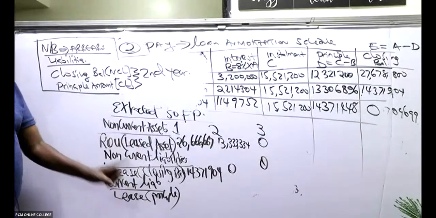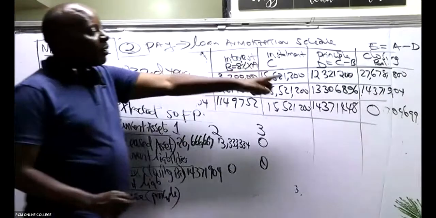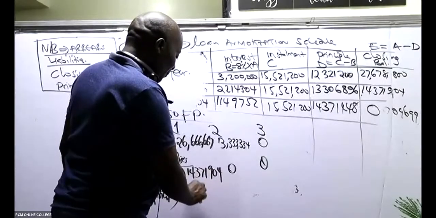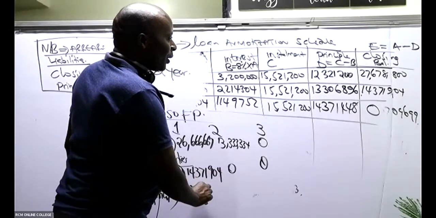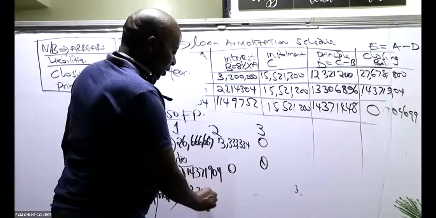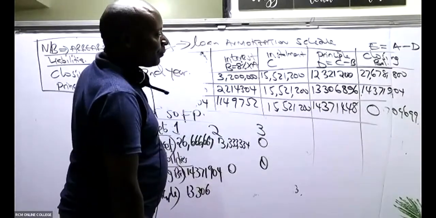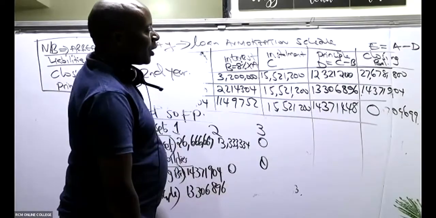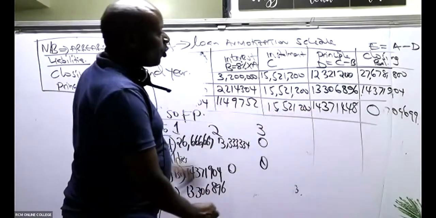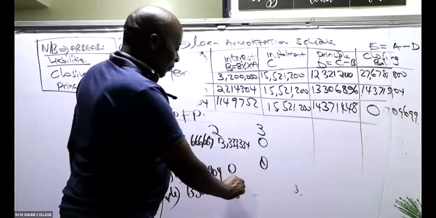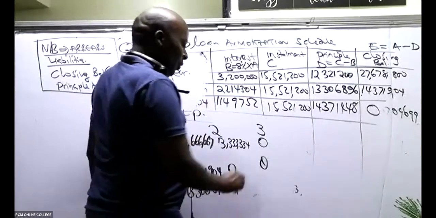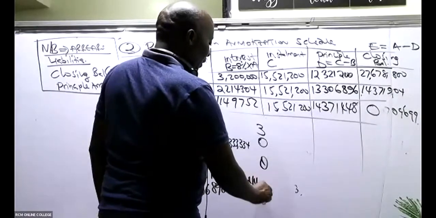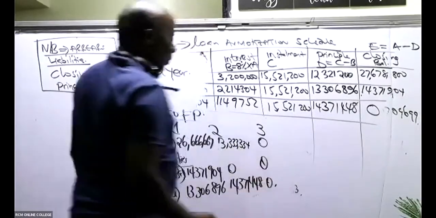And also the principal amount, you start from year 2. Year 2, you say 13,306,896, and then this one here, ignore always year 1. 14,371,448. The other one is 0 because there are 3 years.